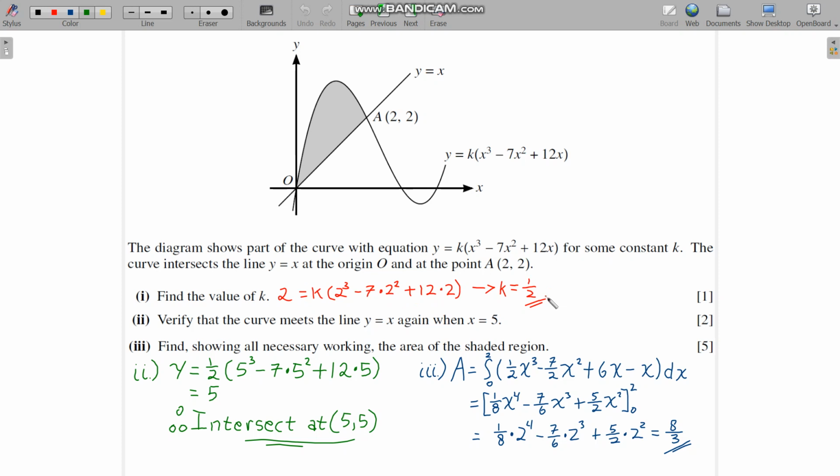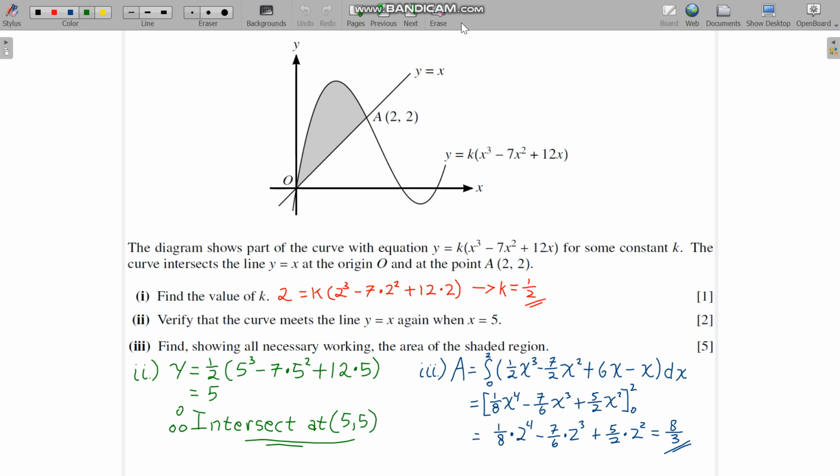Now to verify that the curve meets the line again. If we continue this curve and this line, they will meet again around here. So when they meet, this means the point of intersection satisfies this straight line equation and this curve equation. It says they meet when the x is 5. So if they meet when x is 5, the point of intersection must be 5, 5, because y equals x. If the x is 5, the y is 5. So the point of intersection is 5, 5.